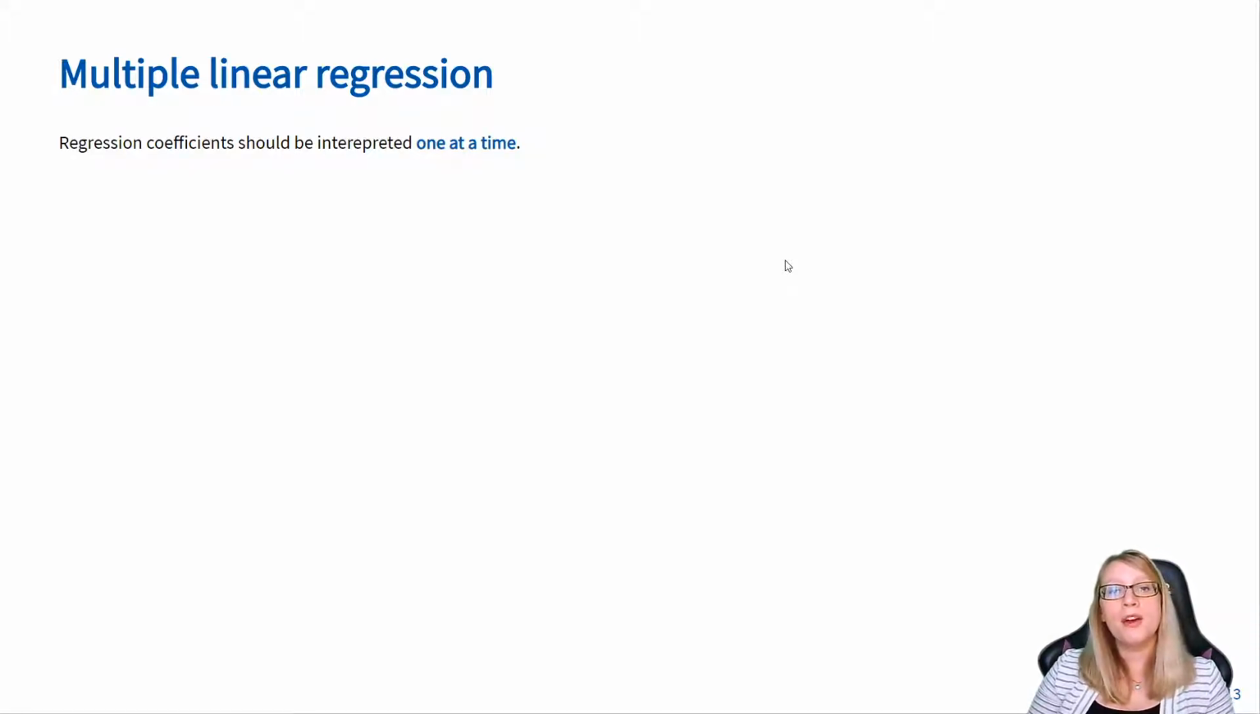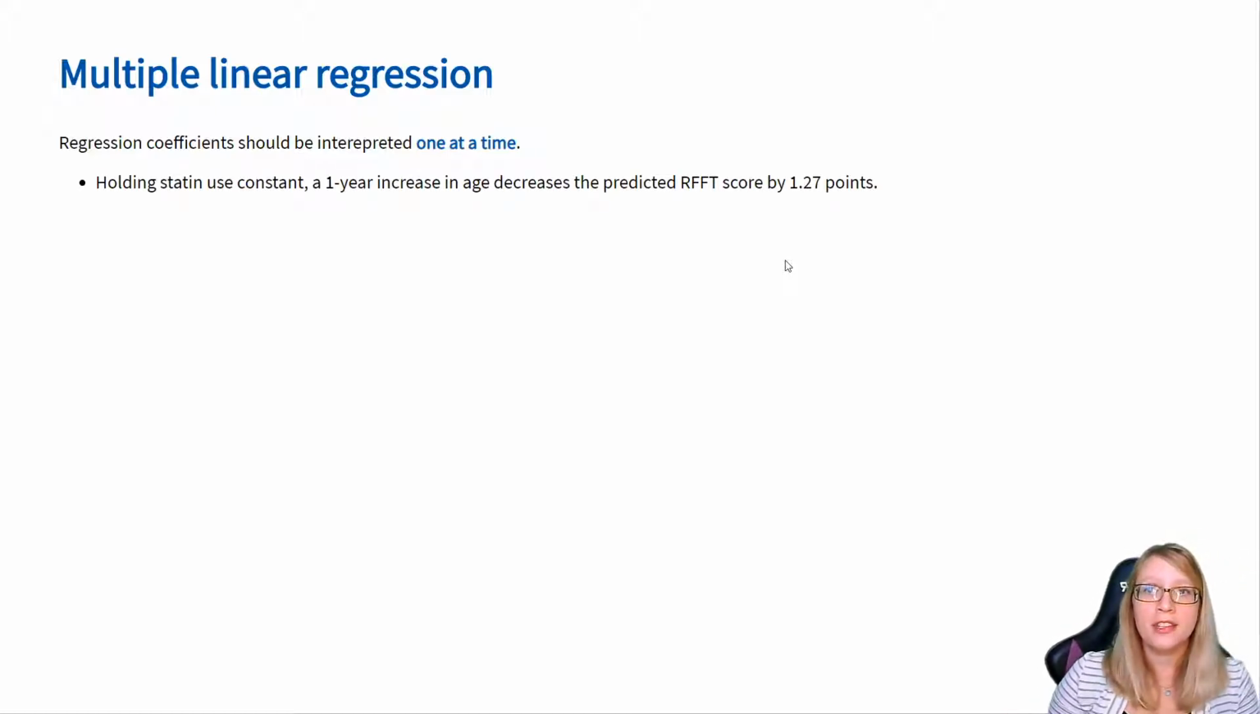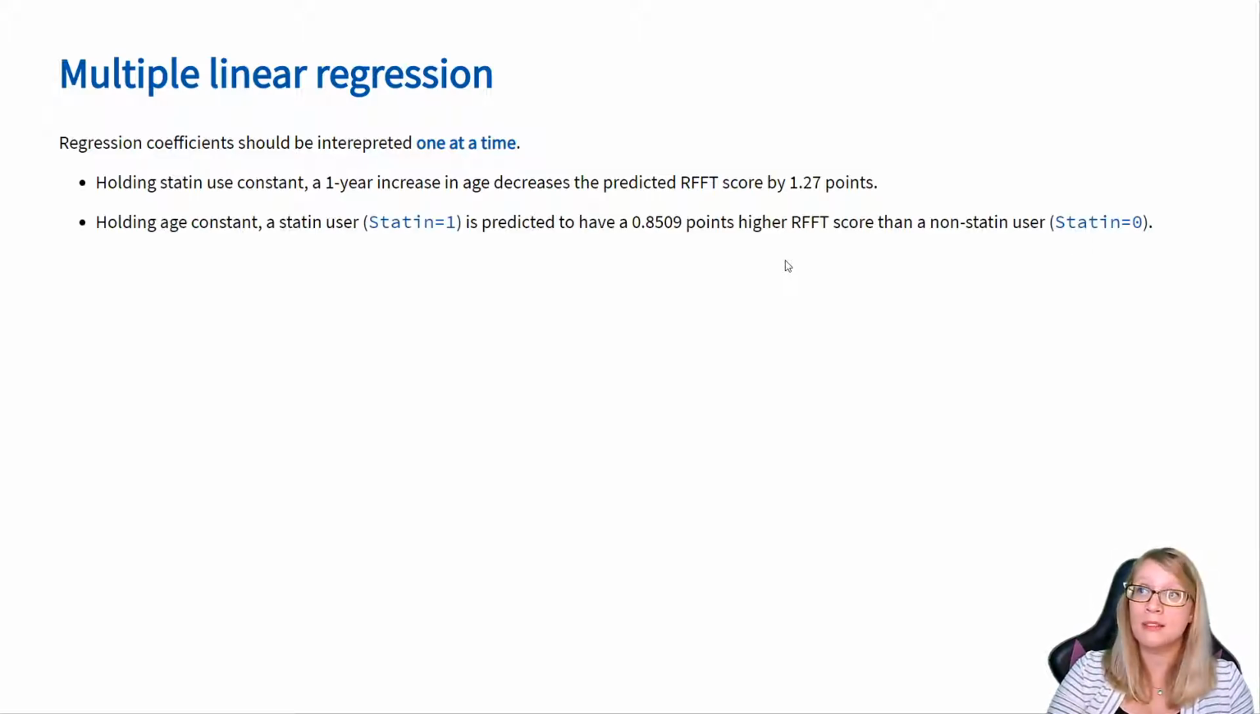Now let's talk a little bit about interpreting these regression coefficients. These are things that we really want to assess one at a time. Their effect is, in other words, isolated from the other variables. So for example, let's look at this age coefficient, which was negative 1.271. To interpret this, we could say the following. Holding statin use constant, so statin use isn't allowed to change, a 1-year increase in age would be associated with a decrease in the predicted RFFT score by 1.27 points.